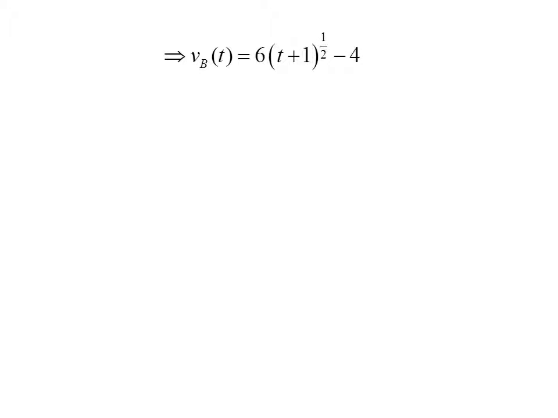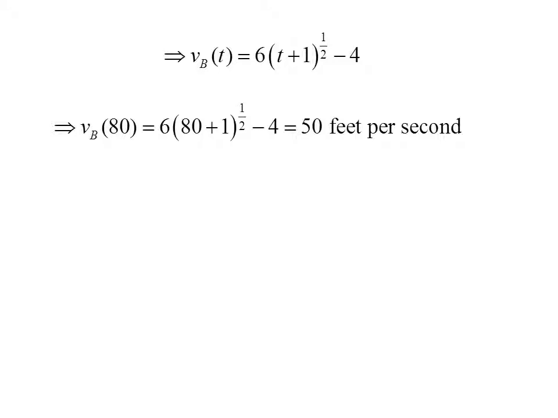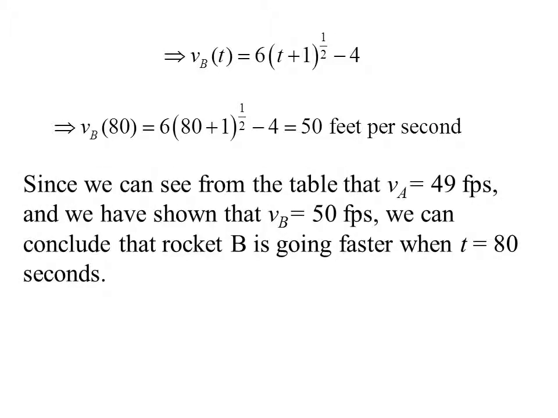Using the particular formula that we got from our work up to now, we could compute the velocity of rocket B at any time we wish. We use the formula to compute the velocity at t equals 80 seconds to find the velocity is 50 feet per second. Now the table contains the velocity of rocket A when t equals 80 seconds, so we can compare our computed velocity of rocket B with the given velocity of rocket A. Since the velocity of rocket B is greater than that of rocket A at 80 seconds, we can conclude that rocket B is going faster at this moment in time.